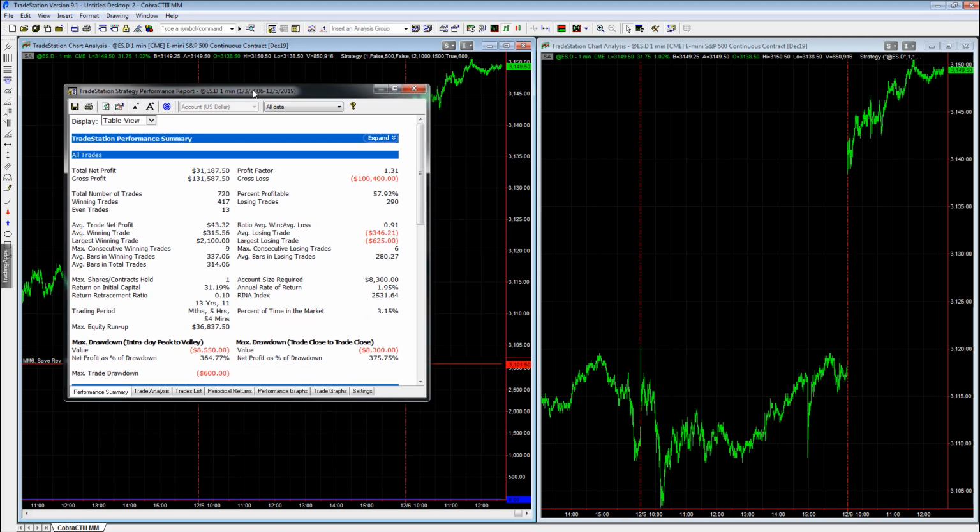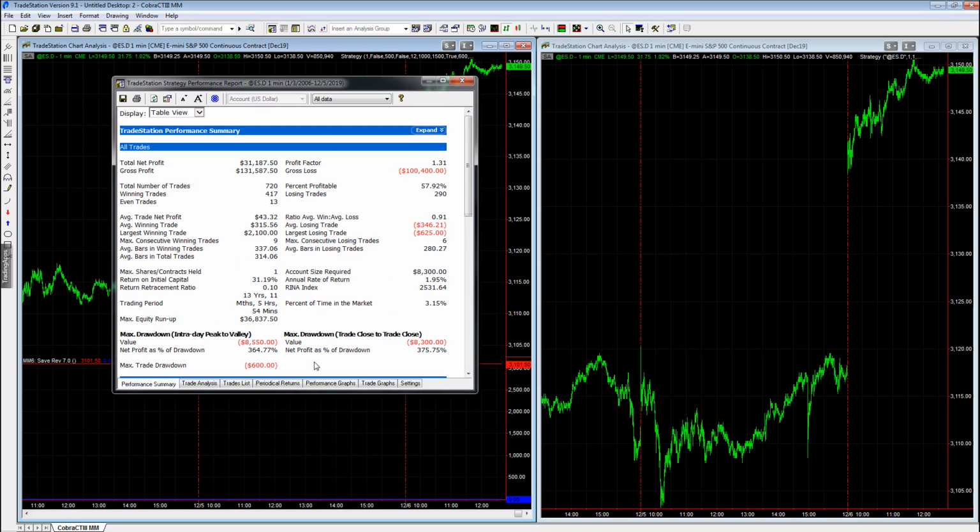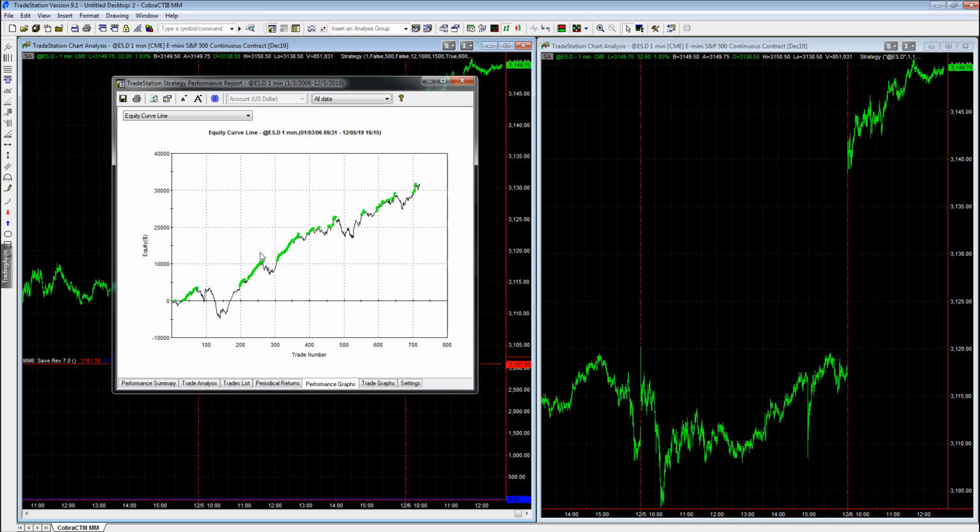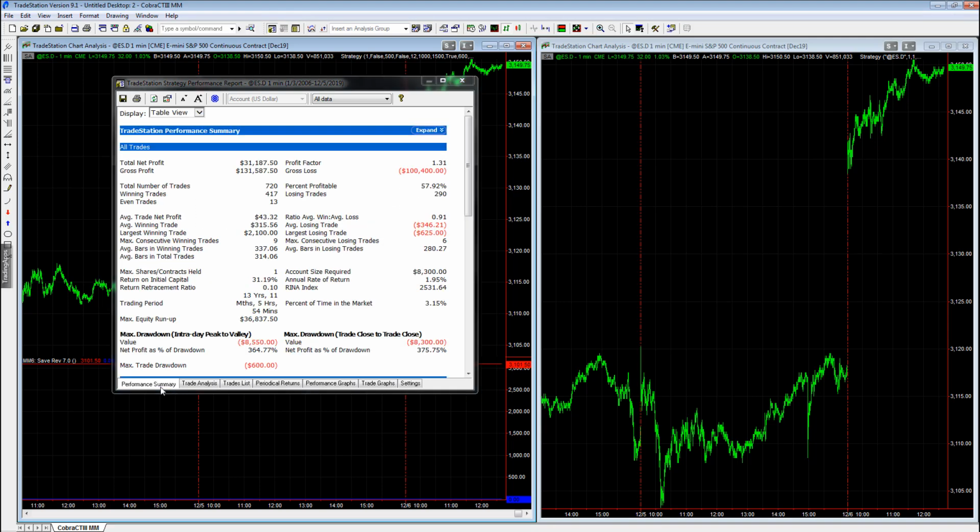The conservative version looks much better. This is with slippage and commission. The reason we're using the aggressive version is we want to generate more trades, and so we have slippage and commission, the aggressive version with CobraCT III MM S&P. This is with $25 round turn slippage and commission. Again, here are the stats.